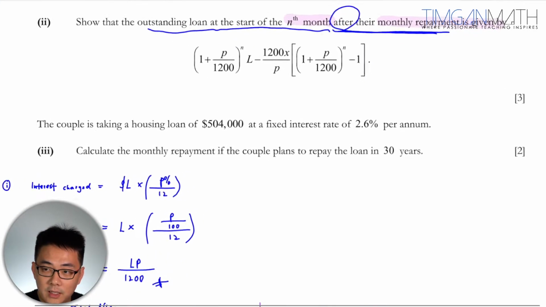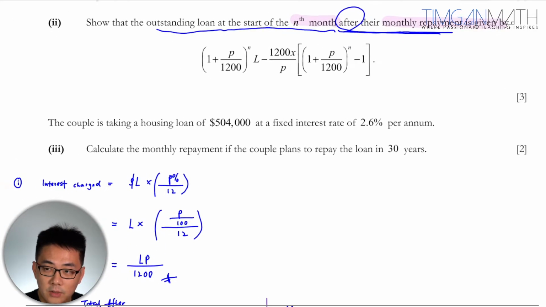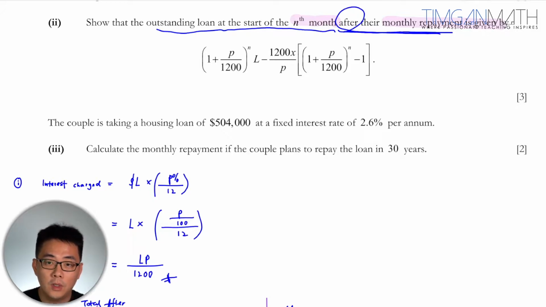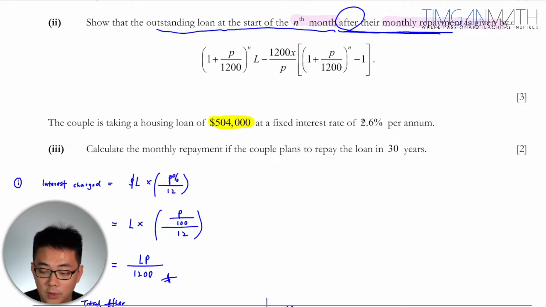So let's look at the next part. The couple is taking a housing loan of 504,000. So here we have this part here, 504,000, and fixed interest of 2.6% per annum. So this means that P is actually equal to 2.6. Okay, we can just use the formula here.